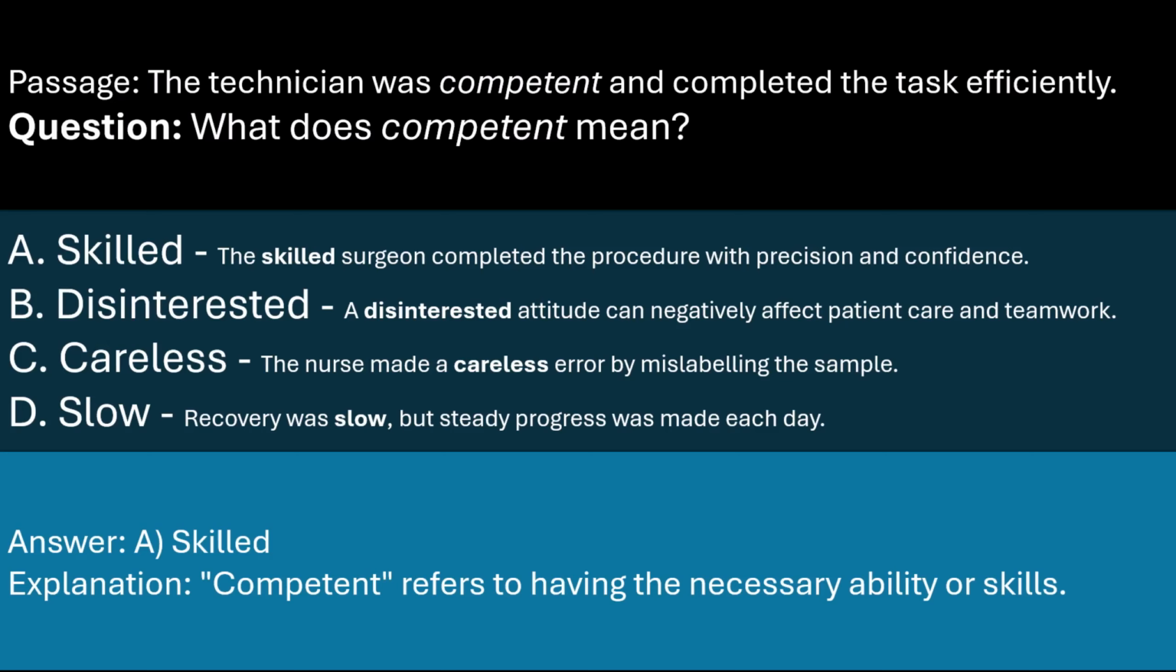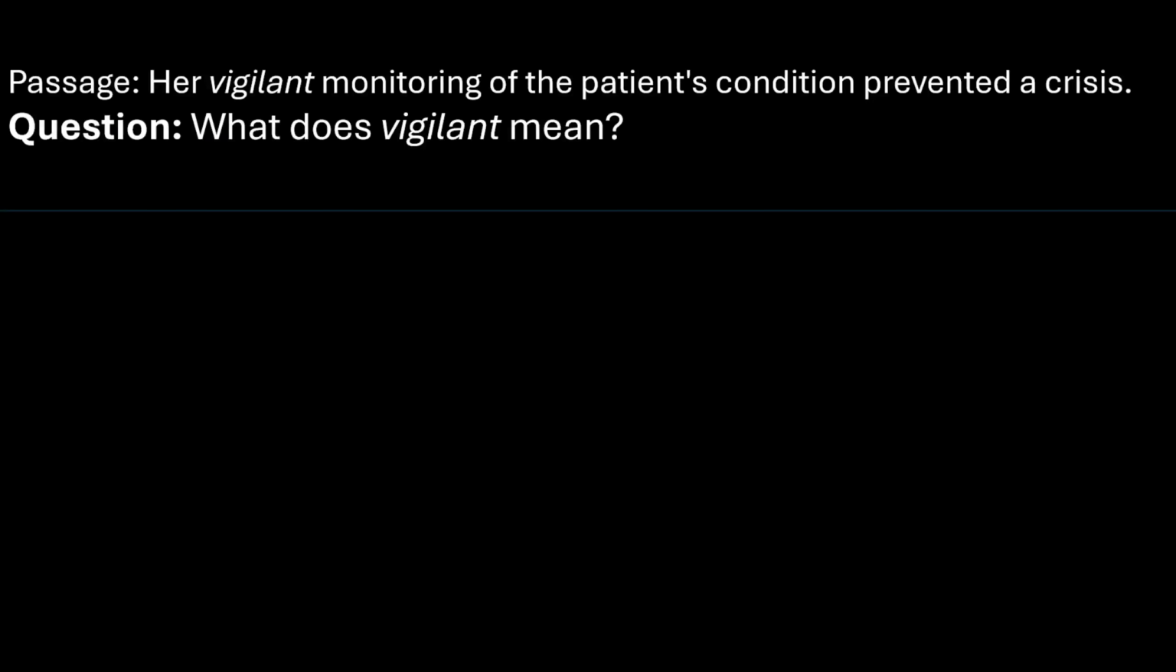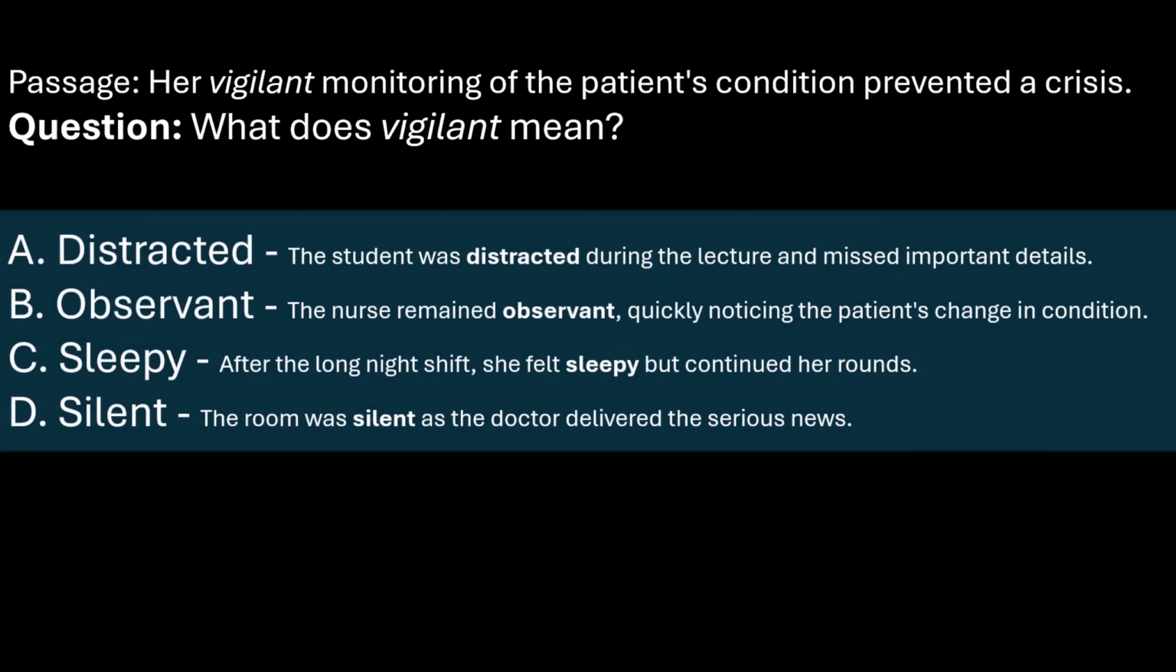Here, skilled and competent refer to having the necessary ability or skills. So let's see the other question. Passage 2: vigilant monitoring of the patient's condition prevented a crisis. What does vigilant mean? Let's see the options: distracted, observant, sleepy, silent. I think observant will be the right choice.